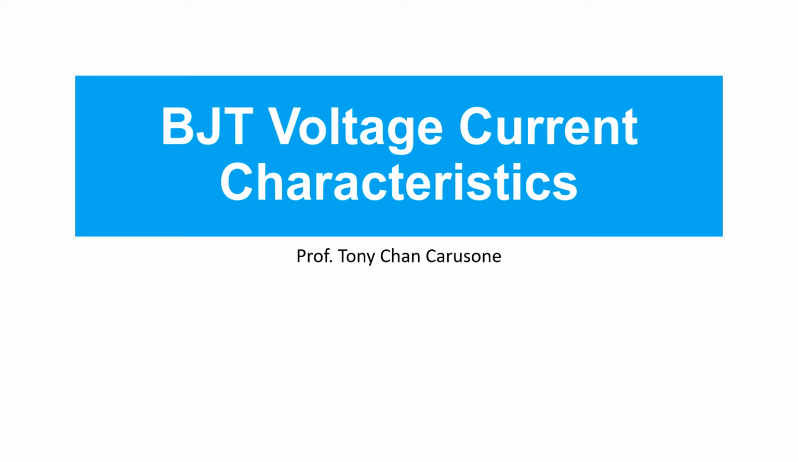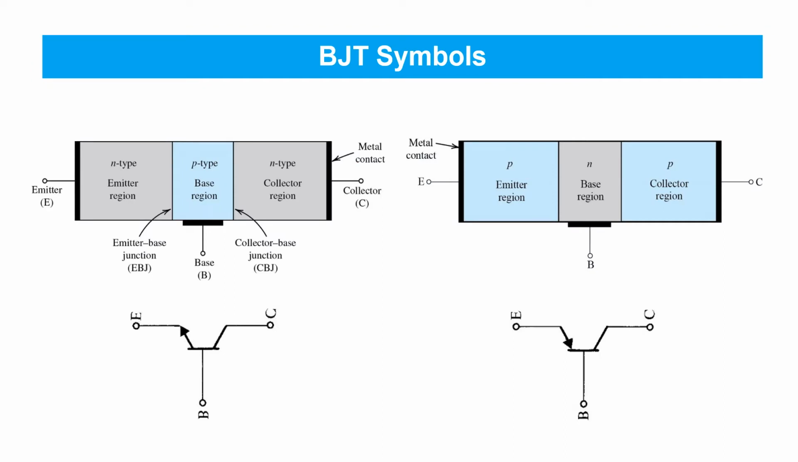In this video, we'll review the BJT voltage current characteristics. On this slide, we see the NPN and PNP type BJTs along with their schematic symbols. First, you'll note that the base terminal in the schematic symbol is connected to the conducting portion of the channel.